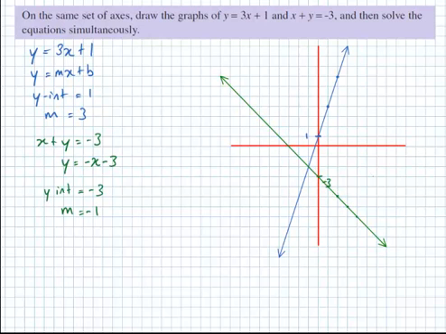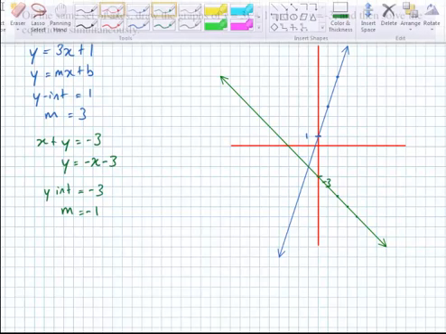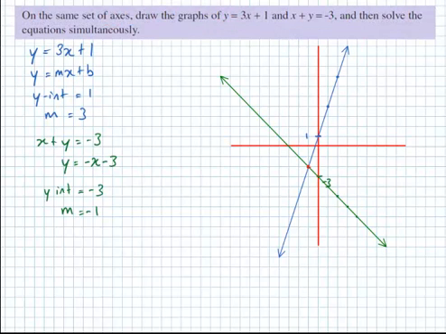Alright, so there I've got my 2 lines, and you can see that they cross at one point in particular, this point here. Alright, now that point there has coordinates negative 1 and negative 2. Alright, so that's the point where they meet. So that solution works for both of those lines.